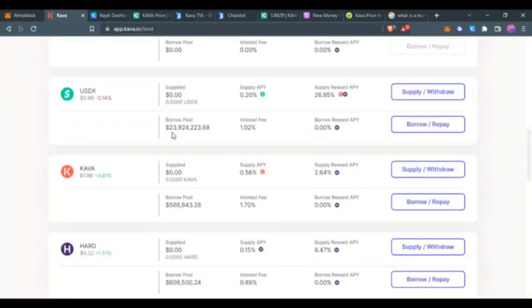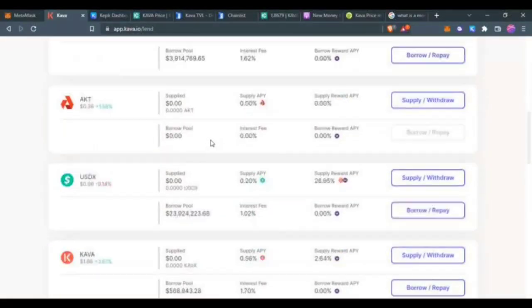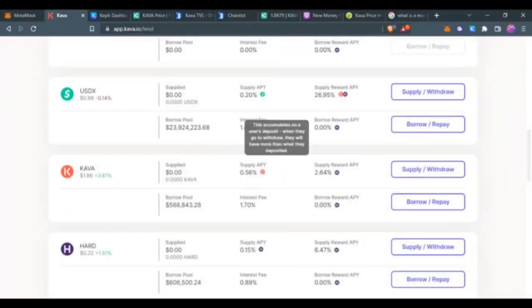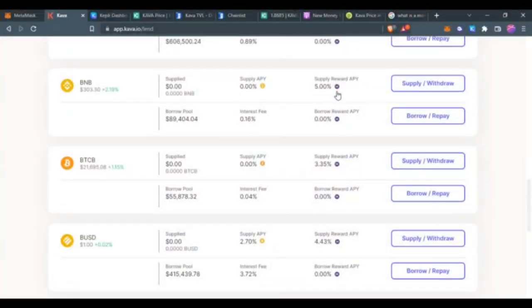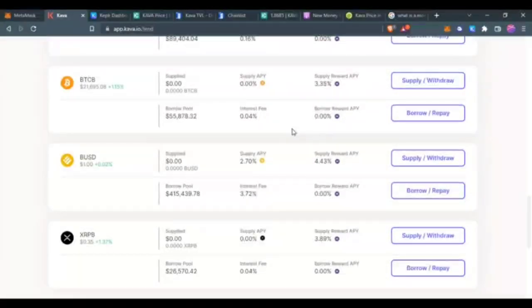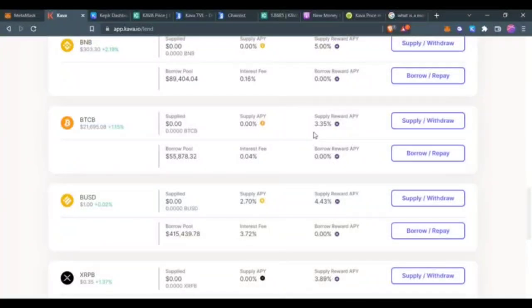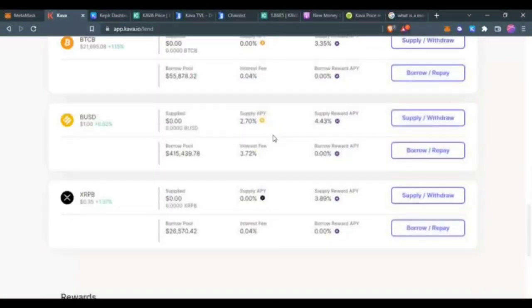The borrow pool, this is how much is there as of right now, $23,924,223. Borrow pool here is zero. Kava right now, 0.56% in Kava with 2.64% in Hard token. Hard, 0.15% in Hard, plus another 6.47% in Hard, not bad. BNB, as of right now, only 5% in Hard token. BTCB, right now, you're getting paid 3.35% in the Hard token. BUSD, you're getting paid 2.7% in the underlying asset, which is BUSD, plus 4.43% in the Hard token.